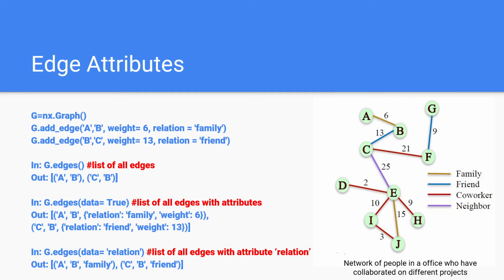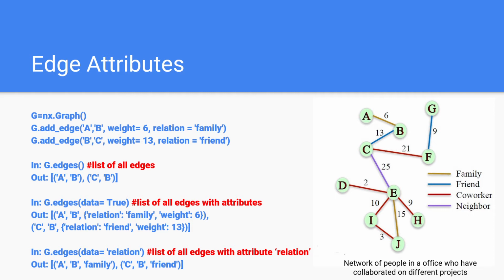So in networks of such offices, the edge weight as well as the relationship between different edges matters a lot. These relationships can be graded as, for example, whether workers A and B are related by blood, that is, family, or they are mutual friends, or they are co-workers. Depending on how good their relationship is, the network can take turns. For example, A and B have a good relationship, but not as good as C and B. Here C and B have a weight of 13, whereas A and B have only a weight of 6.